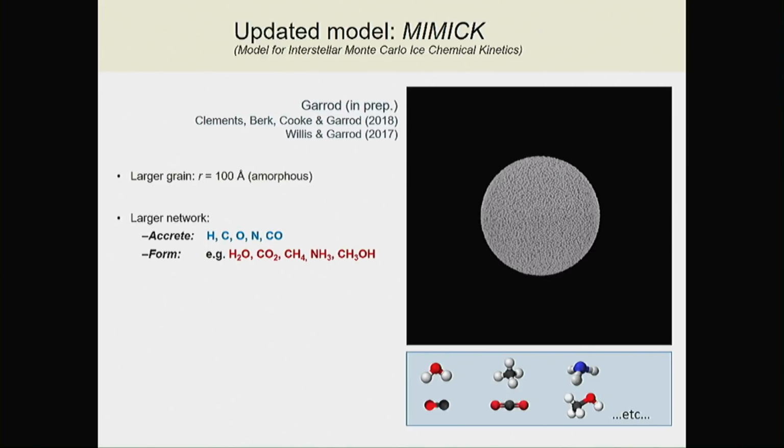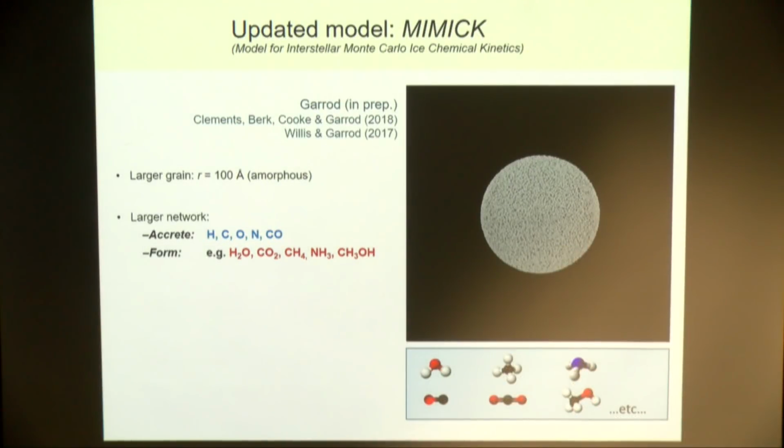We've done a somewhat more complex model now. This is still looking at an interstellar grain. The grain is still ridiculously spherical, but it is at least amorphous in terms of its microscopic structure. So we have an irregular surface structure for that grain that is nominally made of amorphous carbon. It's a bigger grain as well, and we have a bigger chemical network. So we have hydrogen, carbon, oxygen, nitrogen, and then CO accreting from the gas.